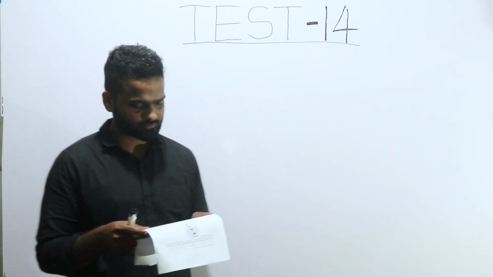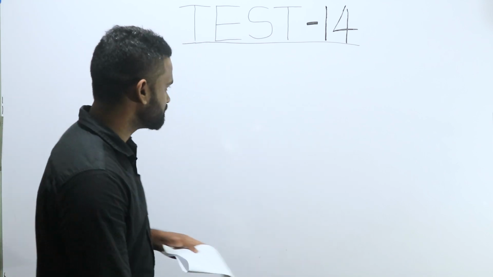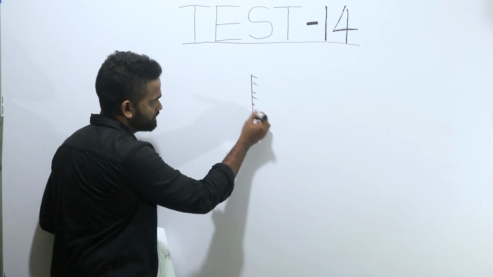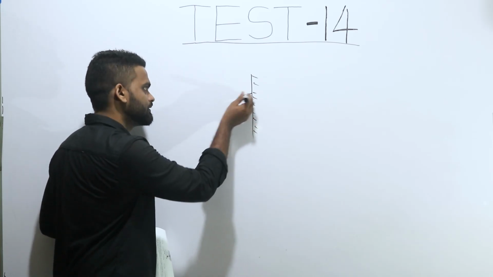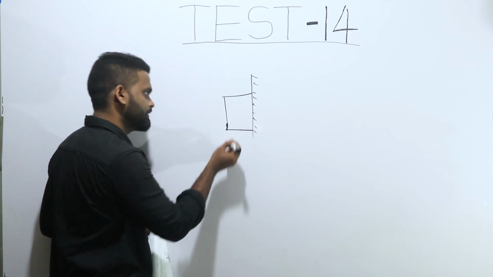Question number 8. An object with mass 0.1 kilogram is pressed by a force 5 Newton against a wall as shown by the image. If the limiting friction coefficient is 0.5, friction on the box is. So you have this wall. This is not a smooth wall. This has friction.